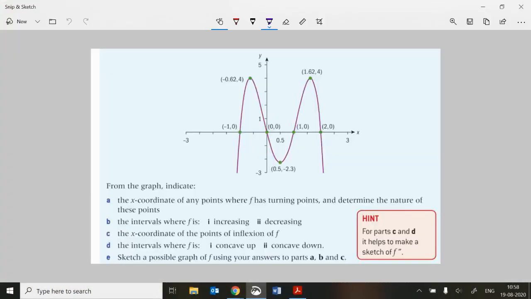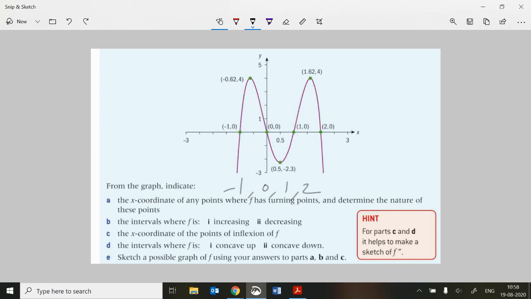Okay, and so from the graph, indicate the x-coordinates of any points where f has turning points. Well, we can see it's here, here, here, here. So the x-coordinates are going to give us -1, 0, 1, and 2.